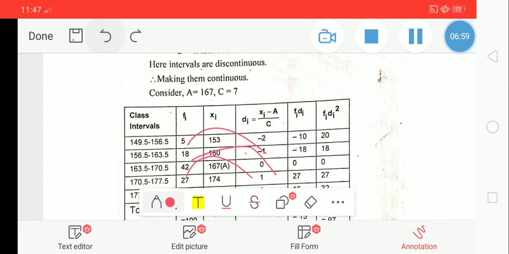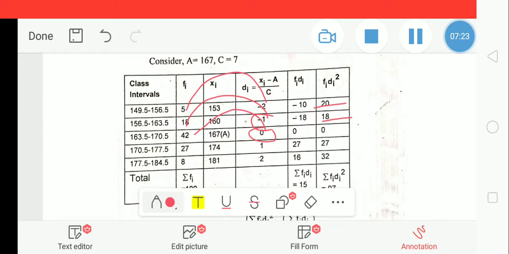Now di square multiplied by f. Di square means 2 squared, which is 4, multiplied by 5, that is 20. Here 1 squared is 1, multiplied by 18, so that is 18. 0 squared multiplied by 42 gives 0.